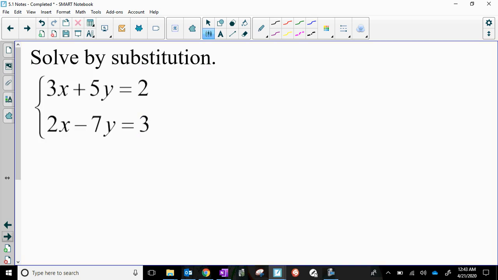So we're going to try to find an equation that we have where we can get a variable by itself. You just pick whatever you think is easiest. It really doesn't matter. So I'm going to take the second equation and isolate the x.